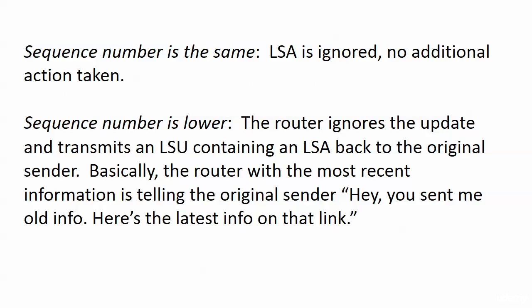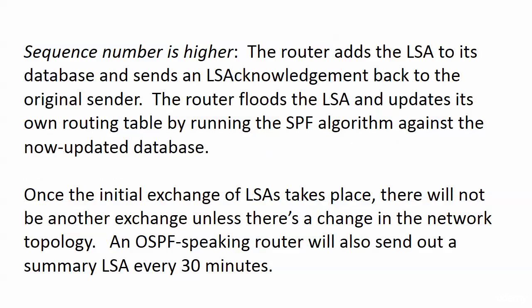Now if the sequence number is lower on the incoming LSA, the router that receives that one ignores the update and transmits an LSU containing an LSA back to the original sender. Basically the router with the most recent information is telling the original sender, hey, you sent me old information. Here's the actual latest info on that link.